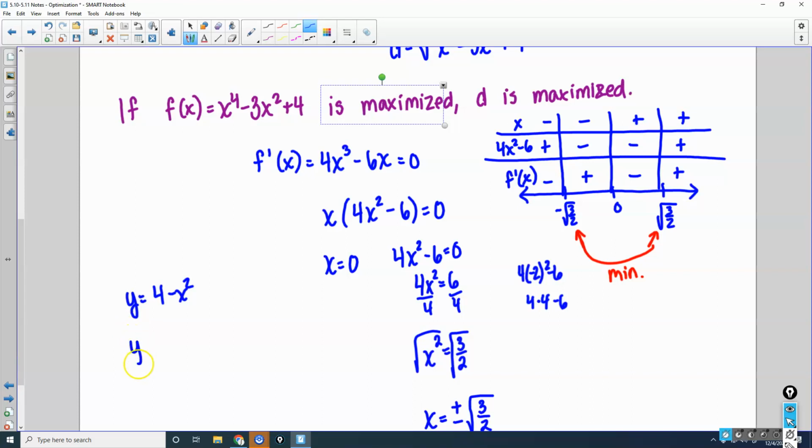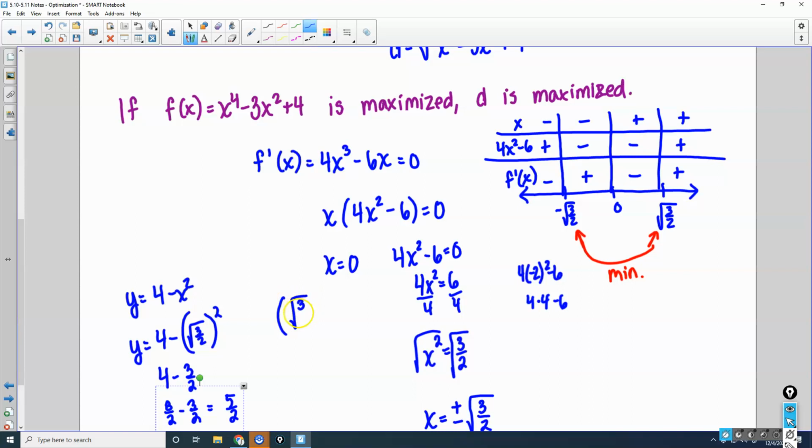So I could do y equals 4 minus square root of 3 over 2 squared. That's going to be 4 minus 3 halves, which is going to be 8 halves minus 3 halves, which will give us 5 halves. So I'll have the point square root of 3 over 2, 5 halves, and is it going to change anything if that right there is a negative square root of 3 over 2? It won't, because you will square it first. You have to do exponents first, which gets rid of that negative, but does not get rid of the negative right here. So they'll have the same y coordinate.